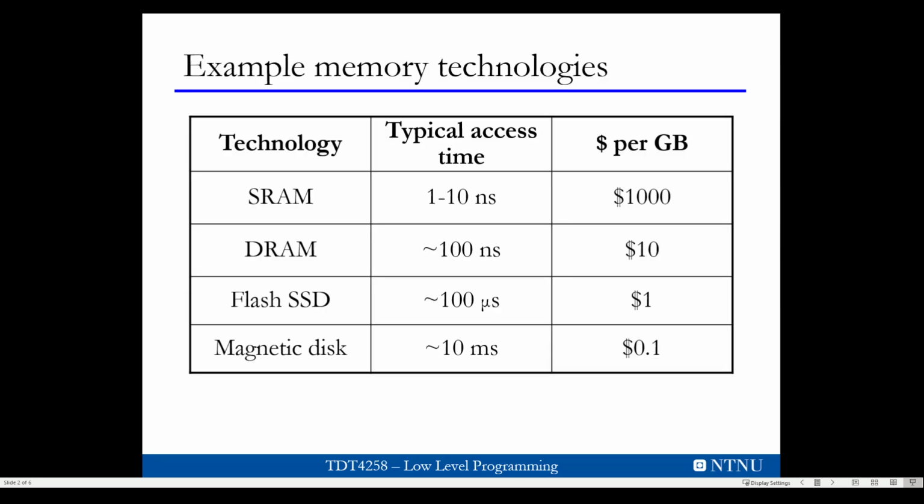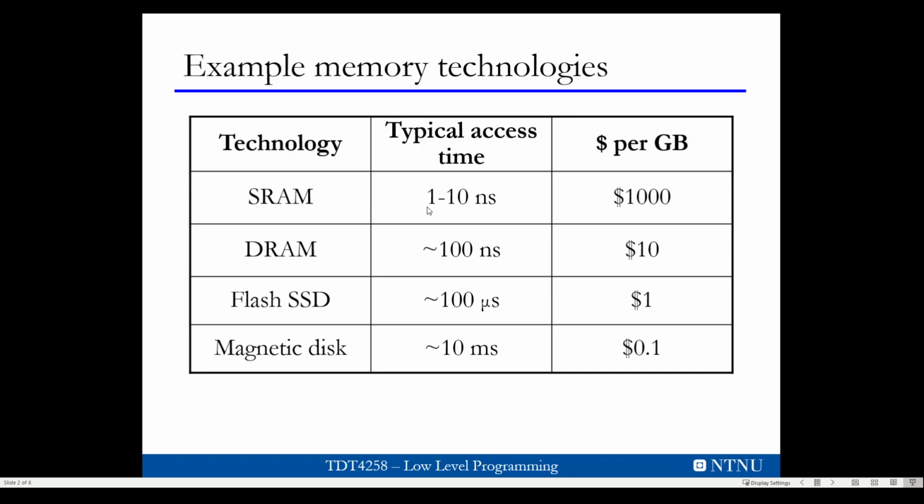So let's see what are the different memory technologies that we can use. So here we have some of the technologies. The middle column shows how fast these technologies are, and the final column shows the cost of building such memory per 1 gigabyte. So we have SRAM, which is very fast. You can access it somewhere in 1 to 10 nanoseconds, depending upon the size of the memory.